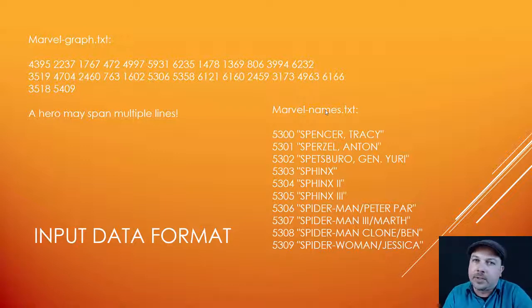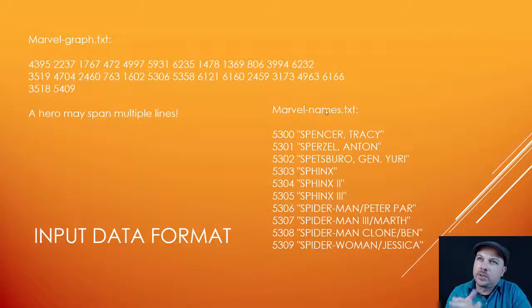Let's take a look at what the data looks like. There are two files that come with this data set that we're going to work with. One is called marvelgraph.txt, which contains the actual social graph itself in kind of a strange format. And then there's marvelnames.txt, which just maps superhero IDs to their human readable names.